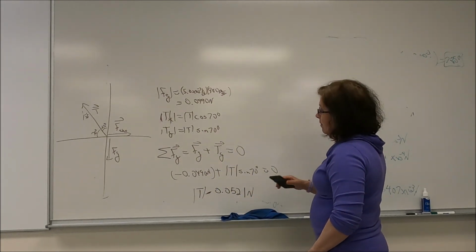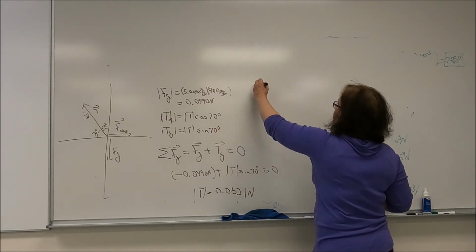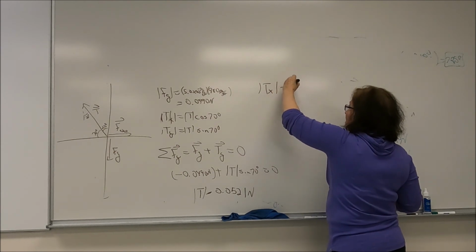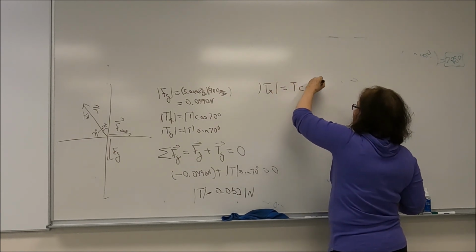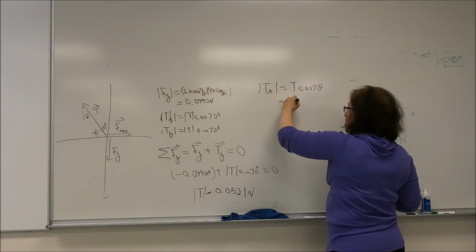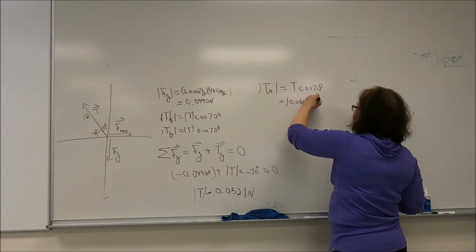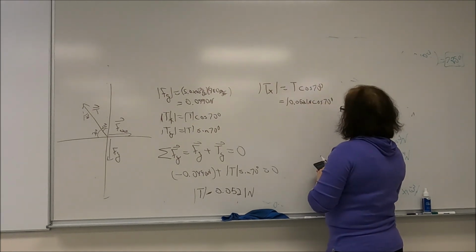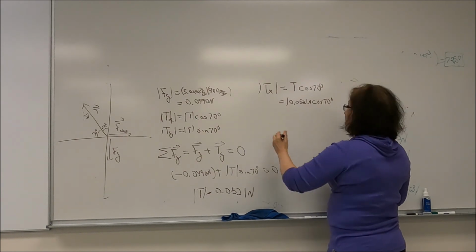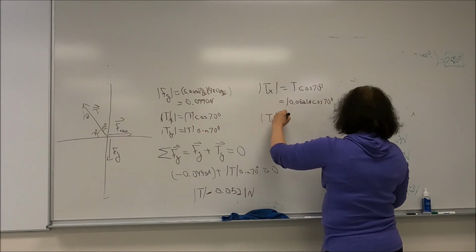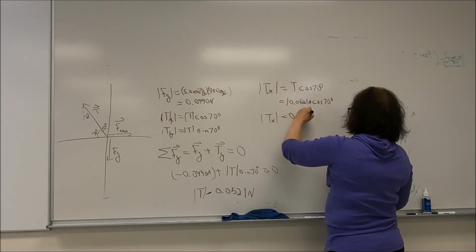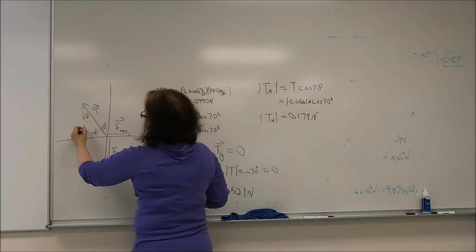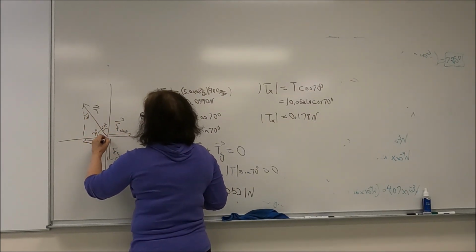Now, what does that do for me? Well, once I've got T, I can get the magnitude of Tx. The magnitude of Tx is just T cosine of 70 degrees, so 0.0521 newtons cosine of 70 degrees says that Tx has a magnitude of 0.0178 newtons.